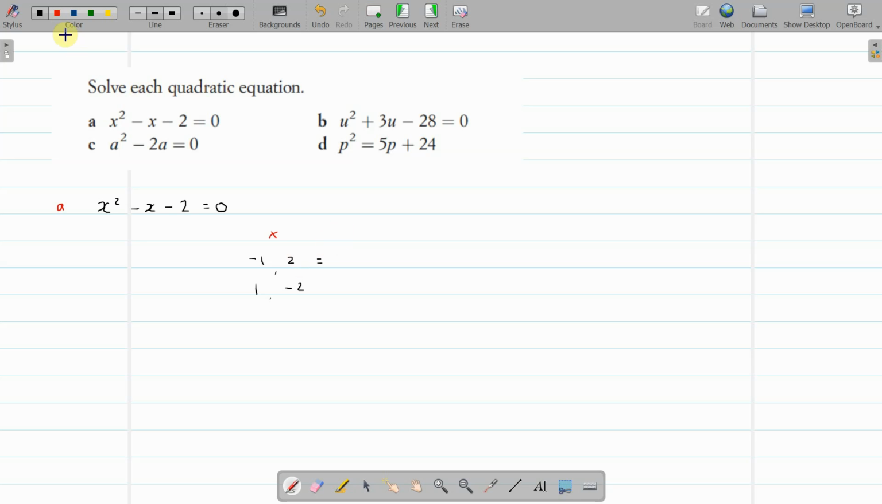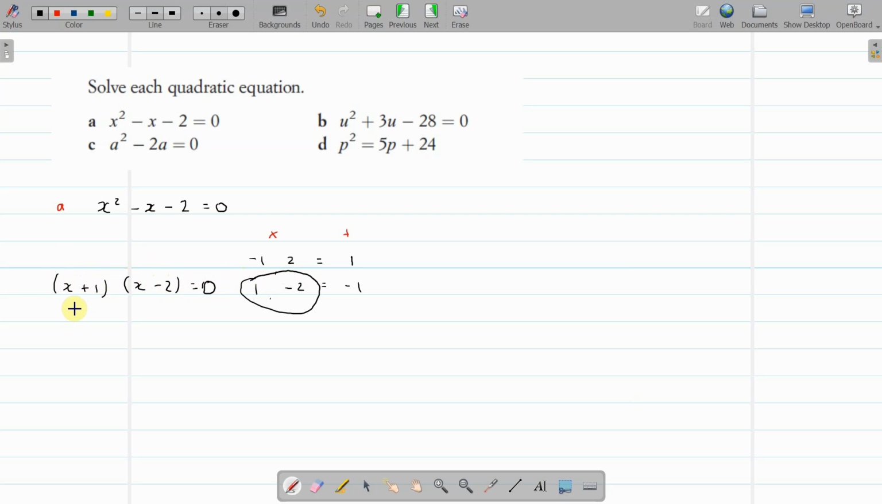So I'll go with this first set, minus 1 and 2. Add minus 1 and 2, you get plus 1. Not minus 1, so it's got to be the other set. But let's just check: 1 minus 2 equals minus 1. That's what we want. So our numbers are these. So we do this: x plus 1, x minus 2 equals 0.